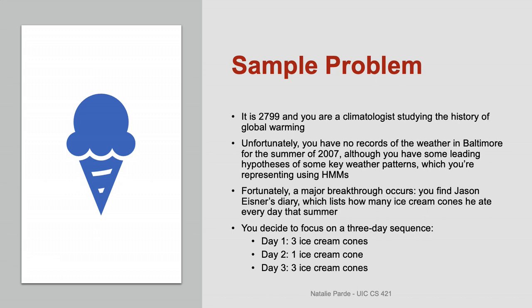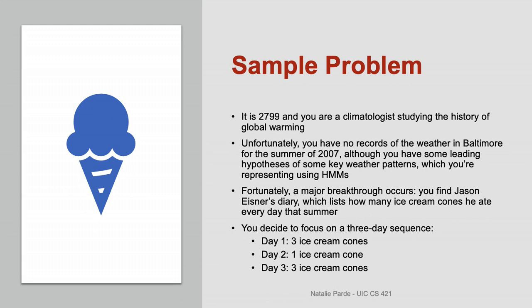To see how that works, we can work through a fun example from the course textbook. So here's the premise. It's the year 2799, so I guess we're still here at that point. And you're a climatologist studying the history of global warming. You need to figure out what the weather in Baltimore was like during the summer of 2007, but you don't have any records for it. You do, however, have some hypotheses about how likely it was in general to move from a hot day to a cold day, and so forth during that era.